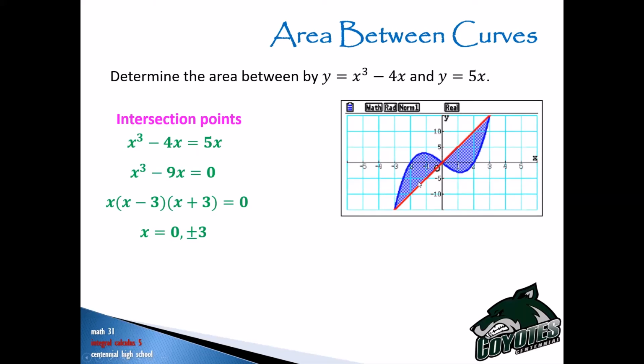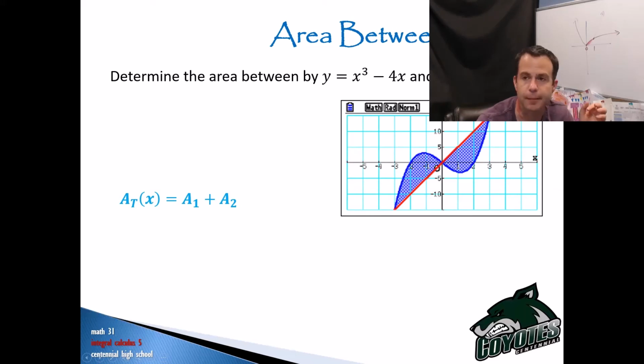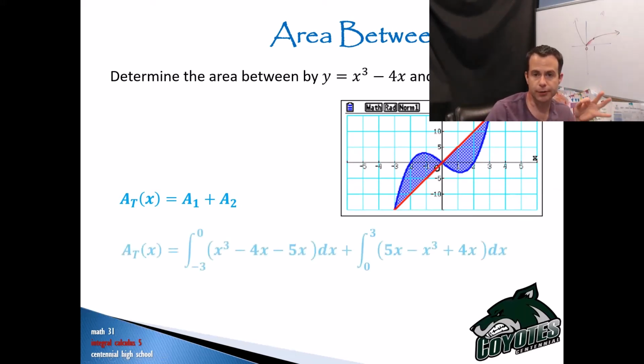So I'm going to have to evaluate the integral from -3 to 0 of x cubed minus 4x minus 5x. But then from 0 to 3, it'll be 5x minus x cubed minus 4x. And then I'll add those two things together. So the total area, I want to put myself back and I just can't find the button. There I am. Okay, so the total area will be area 1 plus area 2.